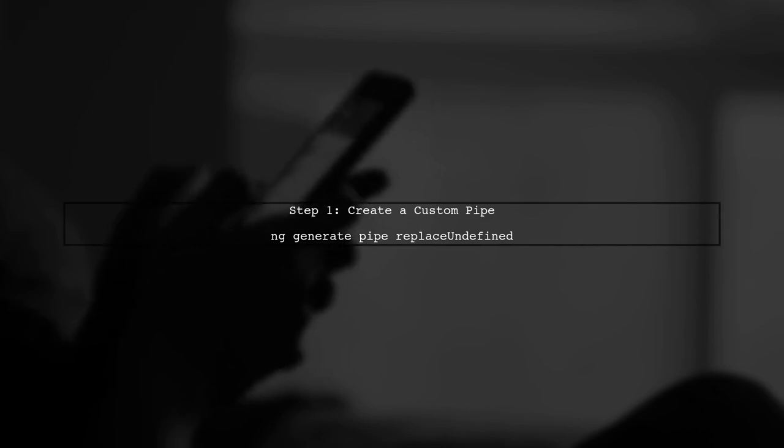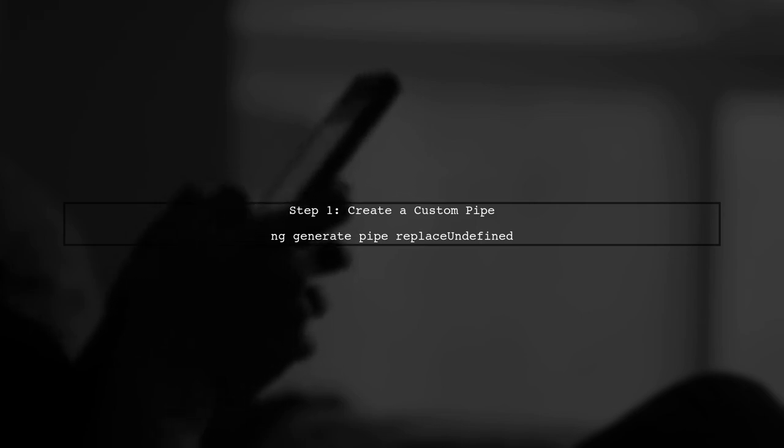Now, let's get started. To display a zero instead of an undefined value in Angular, we can create a custom pipe. This pipe will check if the value is undefined and return zero if it is.